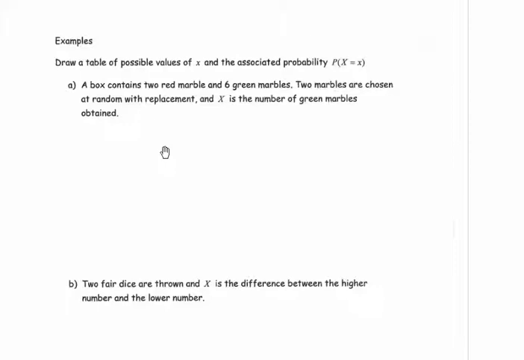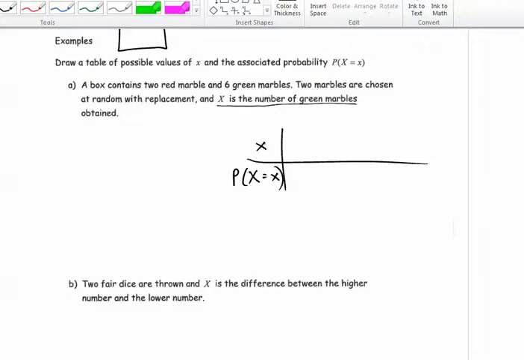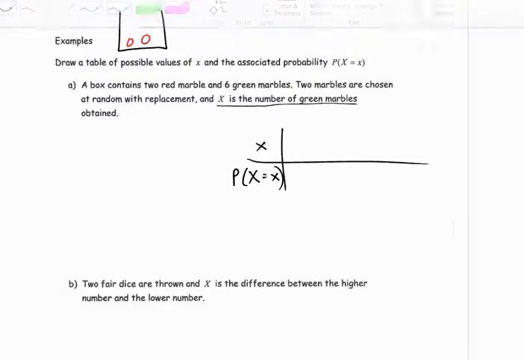So, again, we'll do the same thing. We'll draw a table of all the possible x's and their associated P of x's. We'll just make a little graph of x versus P of X equals x. And in this case, x is the number of green marbles that we get. If we have a box that has 2 red marbles and 6 green marbles. And this is nice and easy. 2 marbles are chosen and put back again.